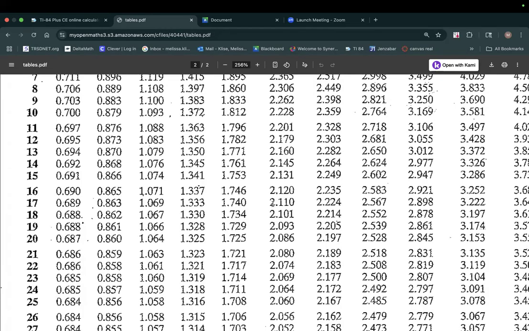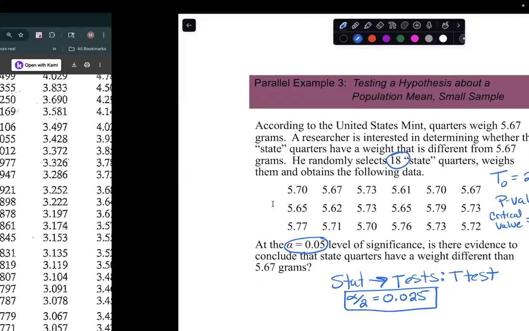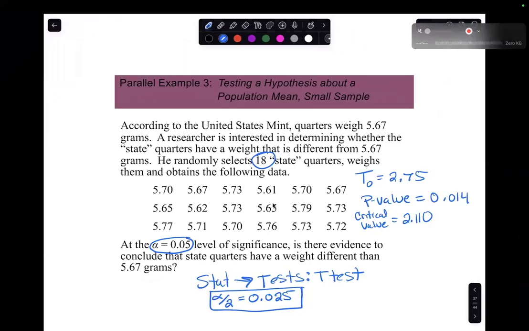So my critical value is 2.110. All right. Let's go back over here. I know there's been a lot of information. So critical value is 2.110. So here I'm going to draw this because it helps.